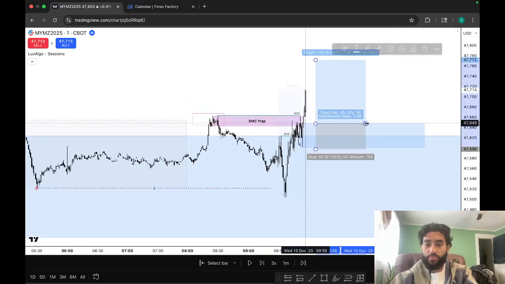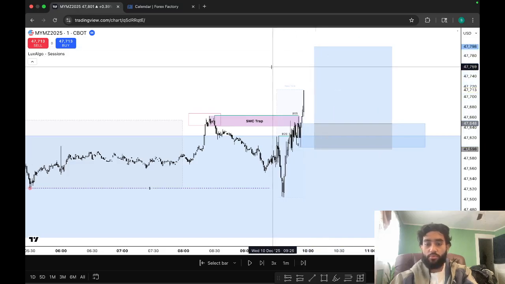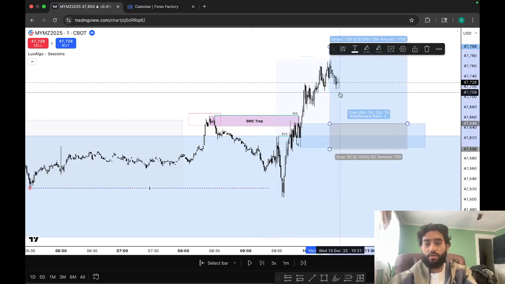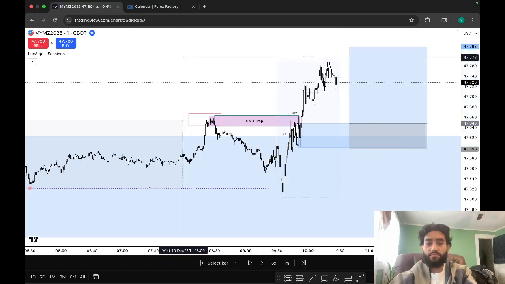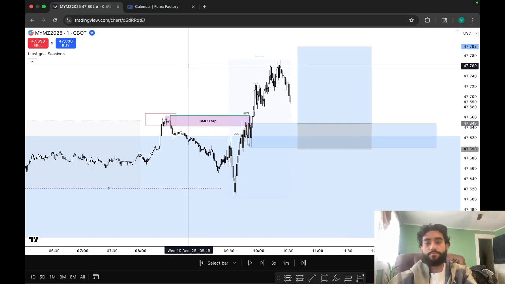Now, this was my first trade idea. I had a 1 to 3 risk to reward. Boom. Let's see what happens. So there was a lot of waiting in today's session, as you're going to see. Price moved up, came pretty close to my take profit level. I'm just going to let it play out.